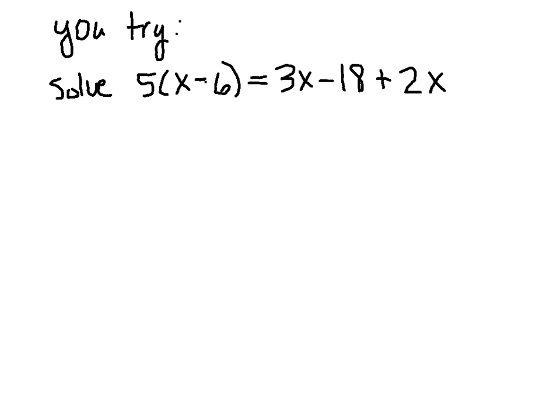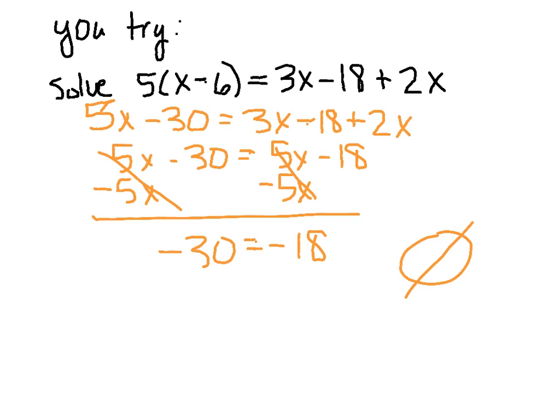Okay, you try this one. Push pause and go ahead and try it. So here's the solution. I end up with negative 30 equals negative 18, which is not true. Therefore, it's an empty set. Contradiction.